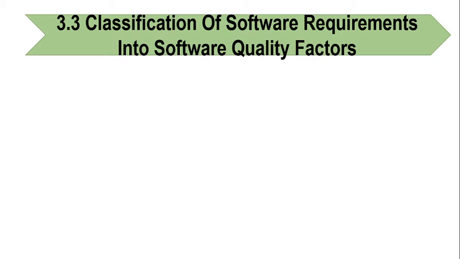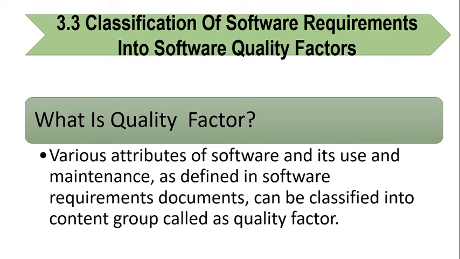Next topic, classification of software requirements into software quality factors. What do quality factors mean? The various attributes of a software, and its use and maintenance, as defined in a software requirement document, can be classified into content groups called quality factors. Attributes means the properties that software requires, along with its maintenance and use, which are mentioned in the customer requirements documents. These properties are grouped into certain types known as quality factors.